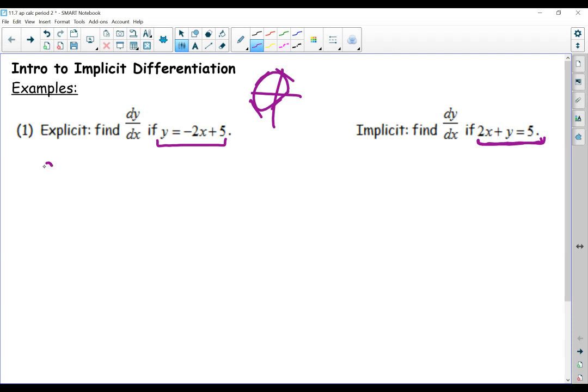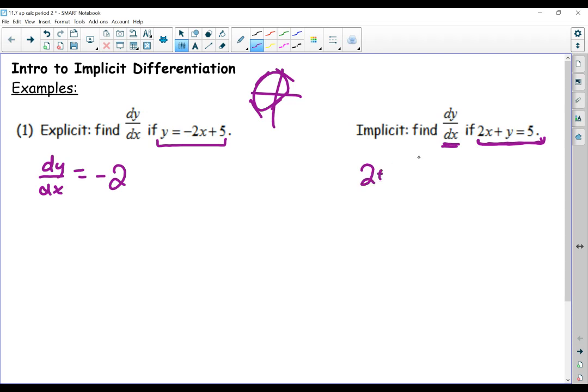Explicit functions: if I wanted to find the derivative, or y prime, and this is a linear function, we know its derivative function is -2. If it's implicitly defined, it can be a little harder to tell, but we can apply what we do here by taking the derivative of each piece with respect to x. For this one, the derivative of 2x would just be 2.